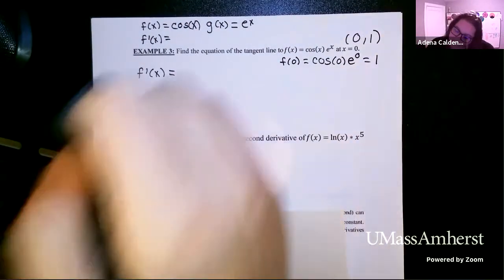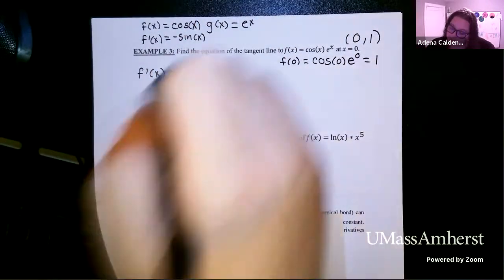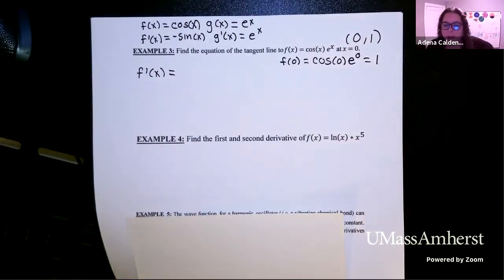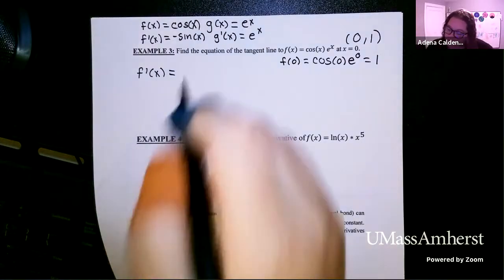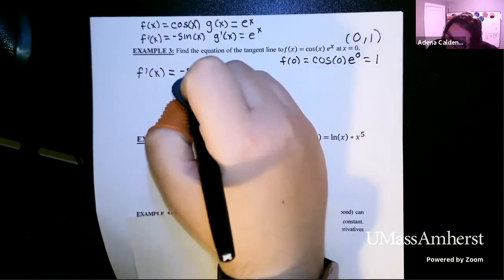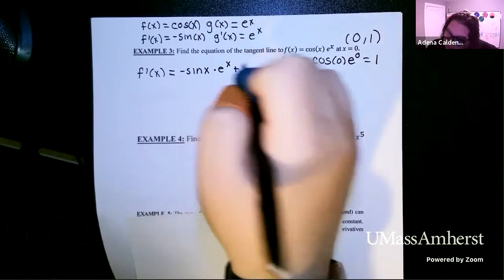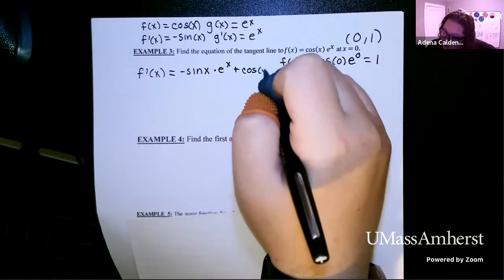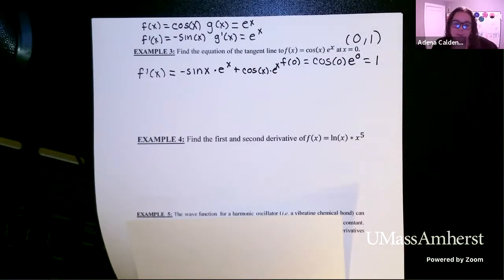So again, the derivative of cosine is negative sine. The derivative of e to the x is e to the x. Okay. So now when I put this together using the product rule, I'm going to do f prime times g. So negative sine x times e to the x, plus g prime times f, so plus cos x times e to the x. Okay, so my first derivative looks like this.